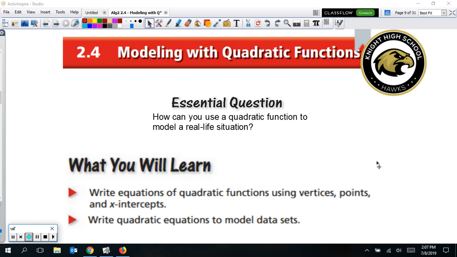Hey everyone, here we are again with 2.4 from Big Ideas Modeling with Quadratic Functions. We're going to be writing equations of our quadratic functions this time, much like we would do with the linear functions, like in slope-intercept form. We'll review that here in a minute.